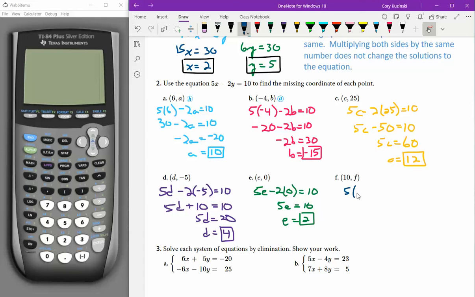And one more here. 5 times our x value, which is 10, minus 2 times our y value, which is f, equals 10. That's 50 minus 2f equals 10. Subtract 50 from both sides. 10 minus 50 is negative 40. And then divide both sides by negative 2. Negative 40 divided by negative 2 is 20. So f would be 20.